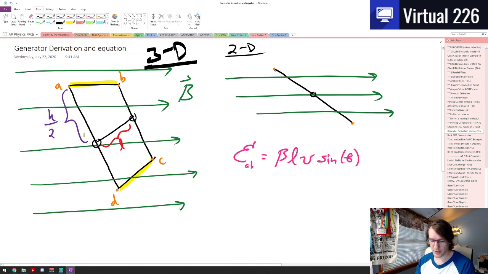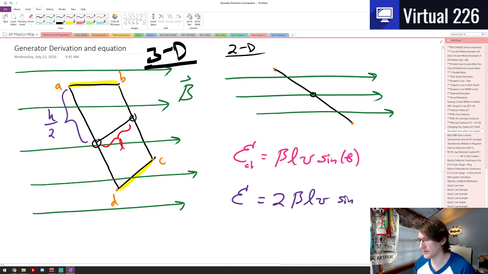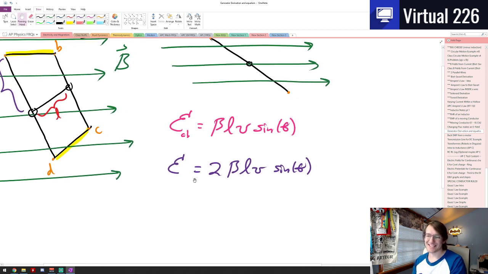Now, since we do this for both A, B, and C and D, then what we can say is the total EMF at the moment should be double that. It should be twice the BLV sine of theta. Okay? So we've got both A and B and C and D. We put them together, we get the whole thing.